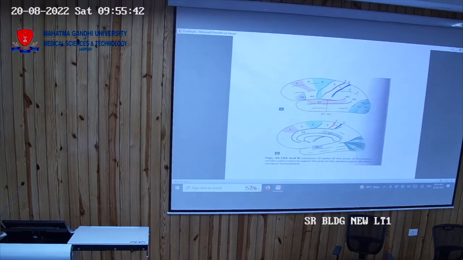And what is the prefrontal area? That is area number 9, 10, 11, this one. This is part of the frontal lobe. And here the areas are 9, 10, 11. So the injury of this area leaves the person unaware of the surroundings and not bothered. That is the condition of the person. So that is all about the functional areas.